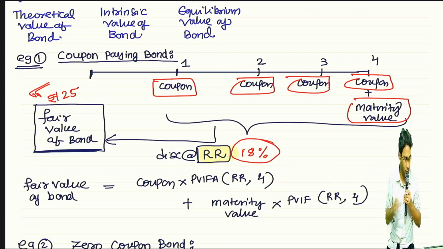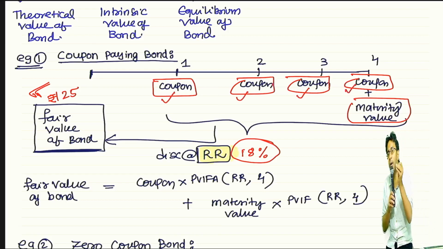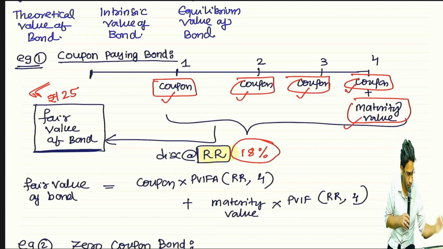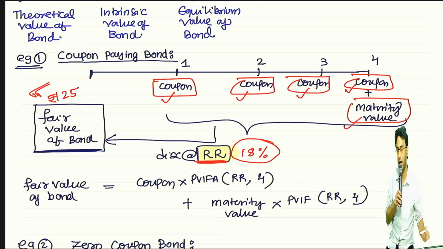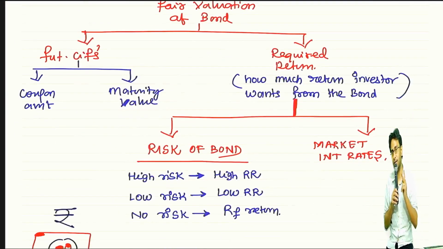Okay. Now, in the fair value of the bond, coupon means interest amount, sir. This bond is specific. The company only will tell you how much coupons they will pay, how long they will pay, how much maturity value they will pay. Now we are discussing how to determine this RR. RR is required return. Required return depends on two things: riskiness of the bond and market interest rates.